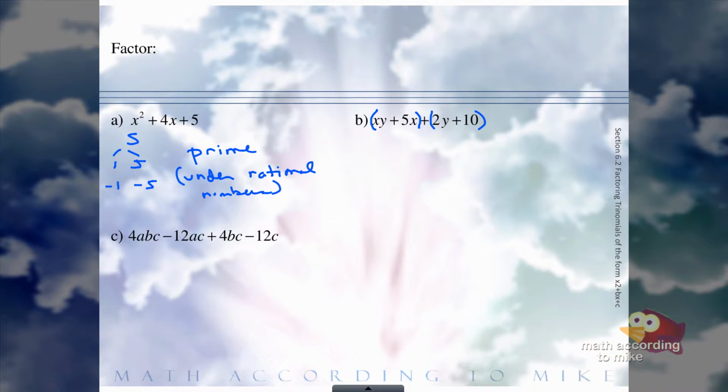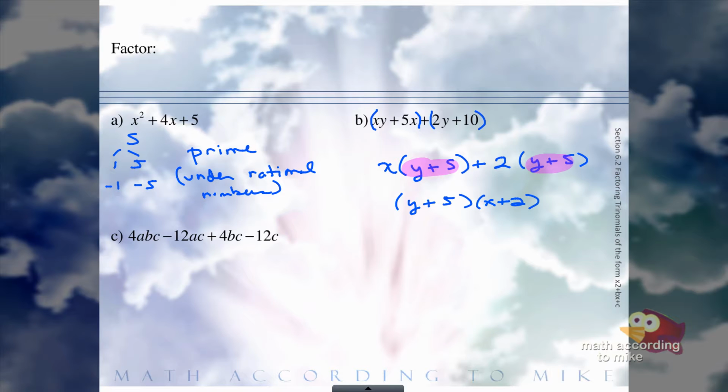Grouping the first 2, we can pull out an x, and you're left with y plus 5. And from the last 2, we can pull out a 2, and you're left with y plus 5. Well, notice they both have a y plus 5. So we can pull out that y plus 5. And we're left with x plus 2. So that 4-term expression we started with factors as y plus 5, x plus 2.